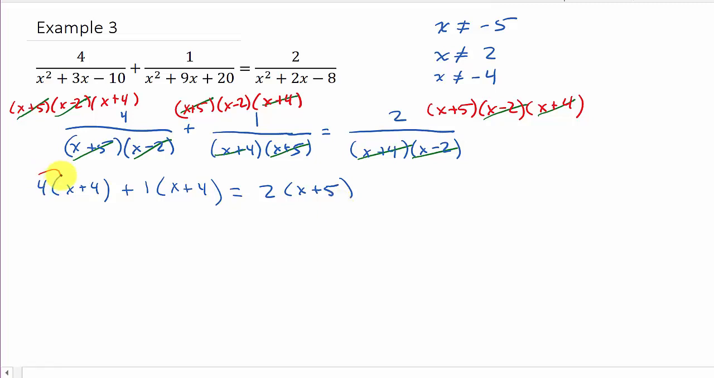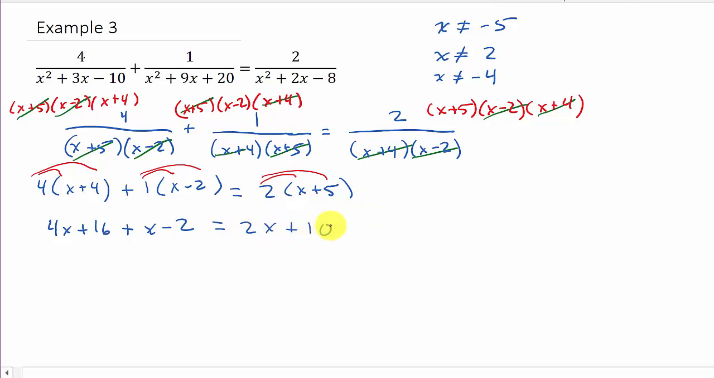Now what we're going to do is distribute. This is going to give us 4x plus 16 plus x... Oh, wait a minute. I know this should be x minus 2. I'll hear about that in the comments. That was x plus 4. That should be x minus 2. So when I distribute, I get x minus 2 equals, and then distribute this. That's going to be 2x plus 10.